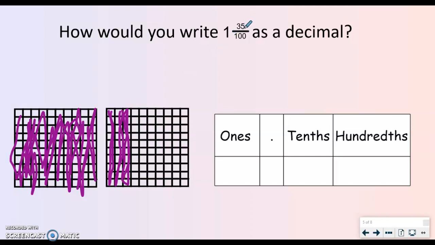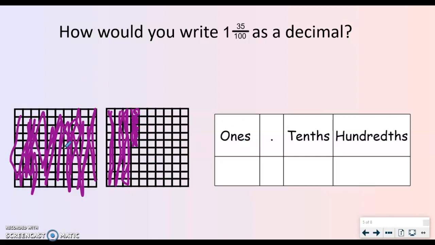And so now I go and look, and I have 5 more. So I can't do a whole another column, but I can do 1, 2, 3, 4, and 5. Okay, so now how would we write this as a decimal?